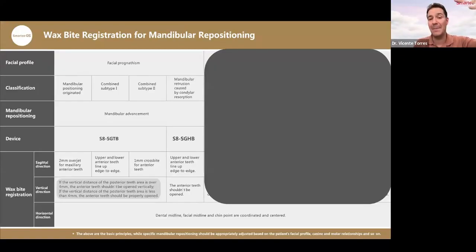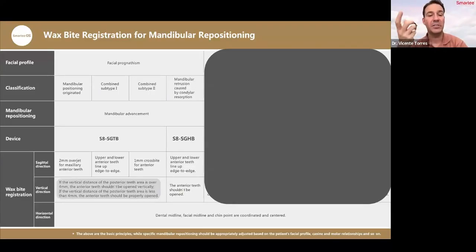But what happens with class 2 division 2? In class 2 division 2, the upper incisors are retroinclined. So if you make this edge-to-edge contact, what happens? In the future, when you start to pro-incline the incisors, you are going to finish with increased overjet. So the ideal in this kind of malocclusion is to have the wax registration with near 1 millimeter of anterior crossbite, in order to pro-incline the upper incisors during the treatment.